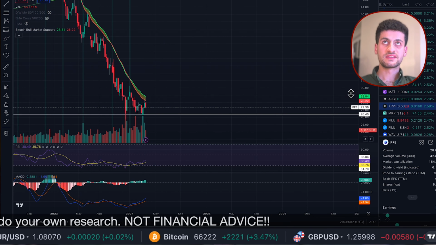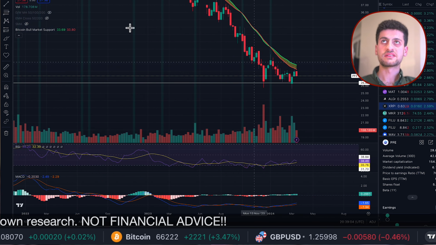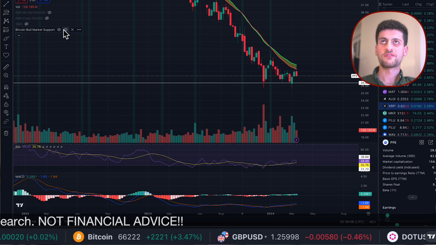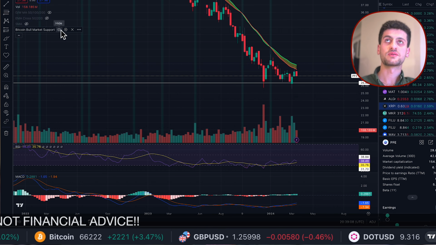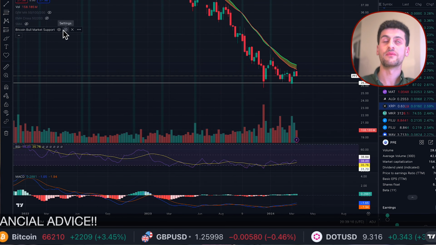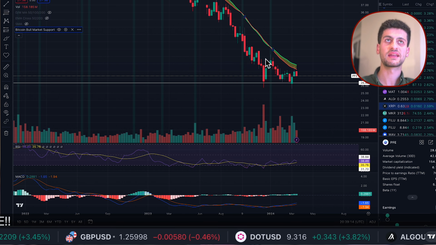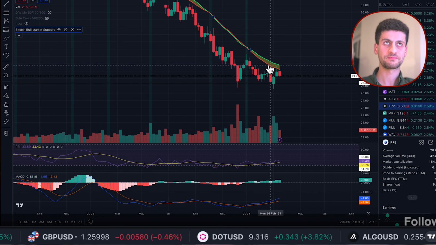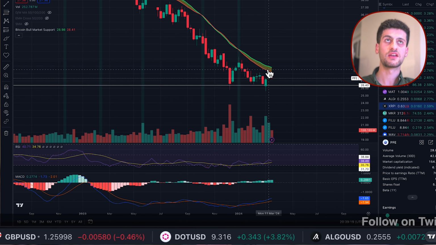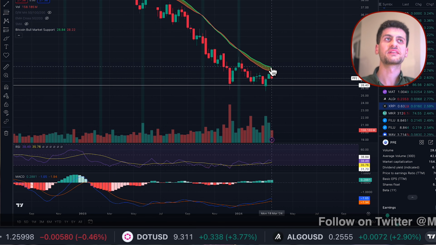One thing I'd love to see is for this stock to get back above its moving average. So this is the moving average I like to see. If we're below the moving average, I'm not too bullish. If we get back above the moving average, then I do start getting more bullish on the stock. And this is the 20 and 21 week moving average, so you can put it on your own charts. It looks like we've tested it, and now we're looking to get back above it.